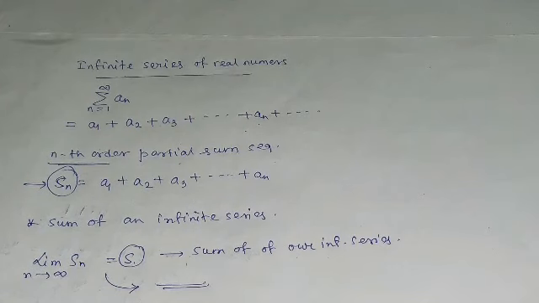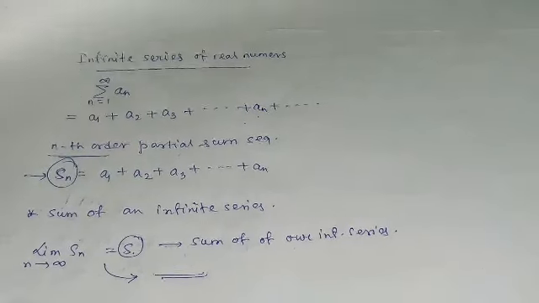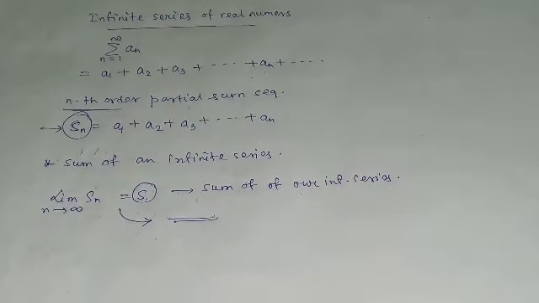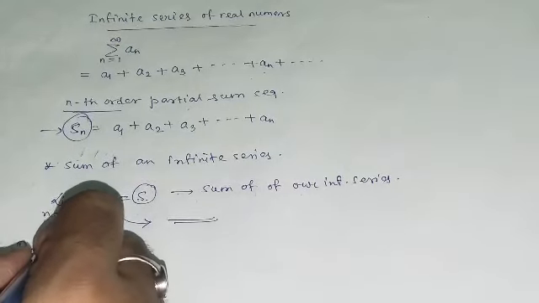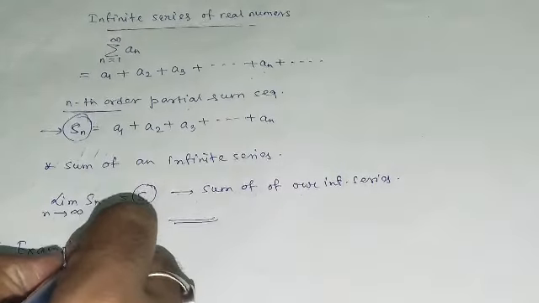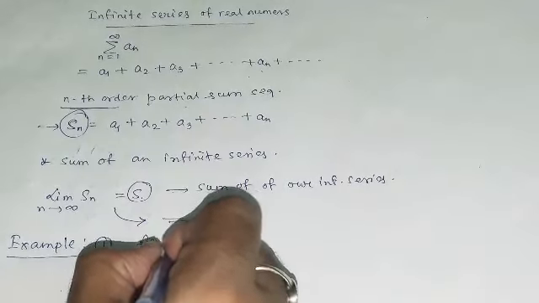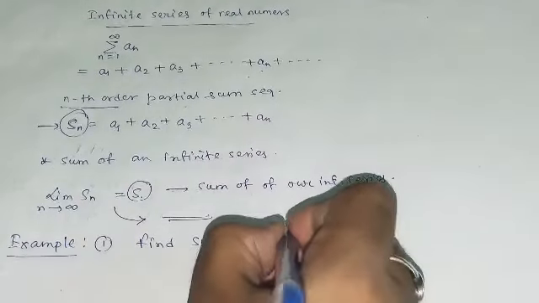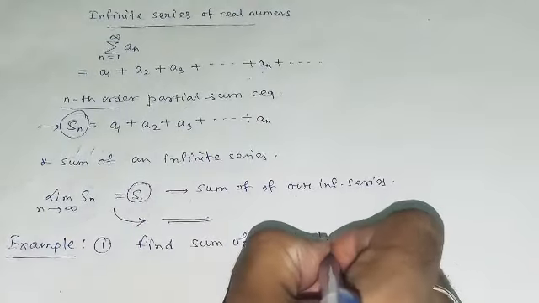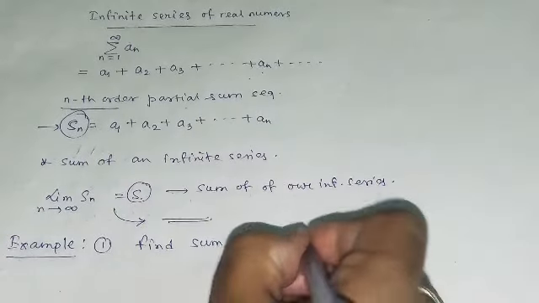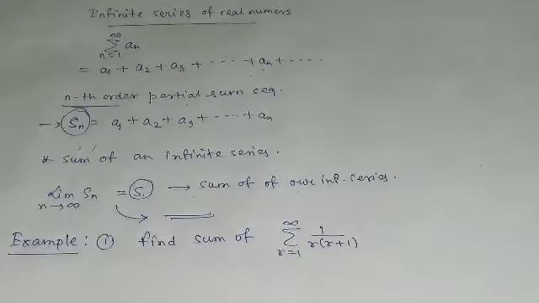Correct? So with this basic understanding we have some properties of our Sn, and some examples we will also cover here. Let's take one very simple and straightforward example. So example number 1: find the sum of this series 1 by r into r plus 1, r runs from 1 to infinity. Alright, so what will be the sum of this series?